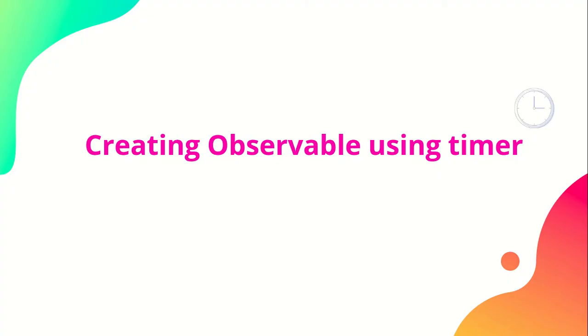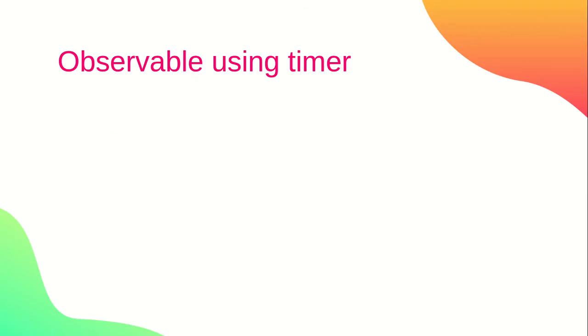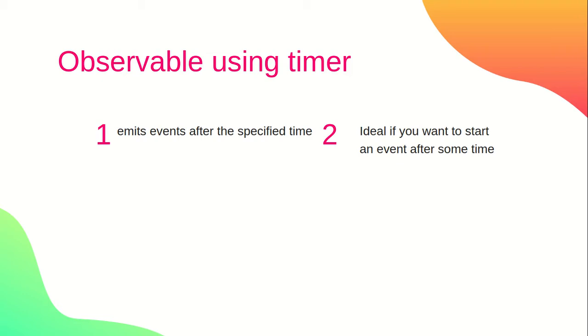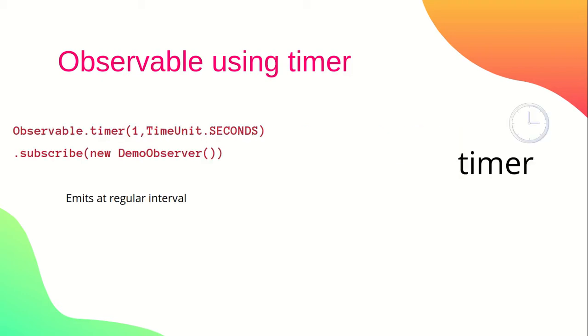Hi and welcome. In this chapter, we will look at observable using timer. When you use observable using timer, it emits the events after the specified time. Basically, if you want to start any event or emitting of the events after a certain period of time has lapsed, you can use observable using timer. So observable using timer is ideal if you want to start an event after some time.